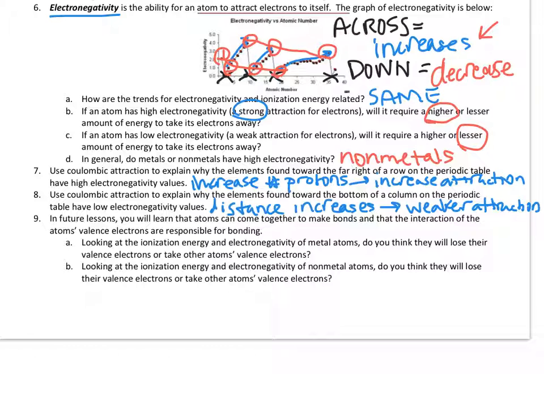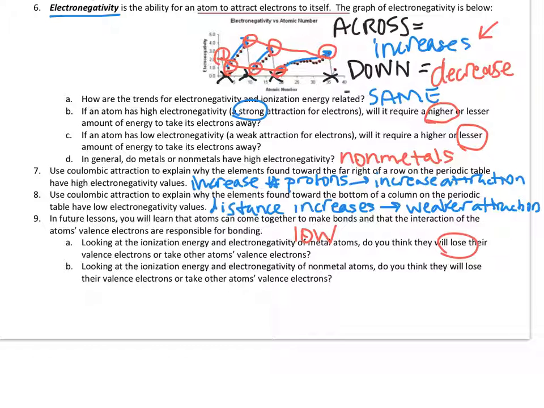It says looking at the ionization energy and electronegativity of metal atoms, okay, so remember, what is the ionization energy and electronegativity of metals? Low. All right, we said it's low on that left-hand side. Do you think they'll lose their valence electrons or be able to take away other atoms' valence electrons? Well, if they've got low energy to take away an electron and they have very low attraction, what do you think? They're going to lose, or they're going to have enough strength to go get somebody else's electrons? Absolutely, they're going to lose. Okay, so we're going to see next class that metal atoms are losers.